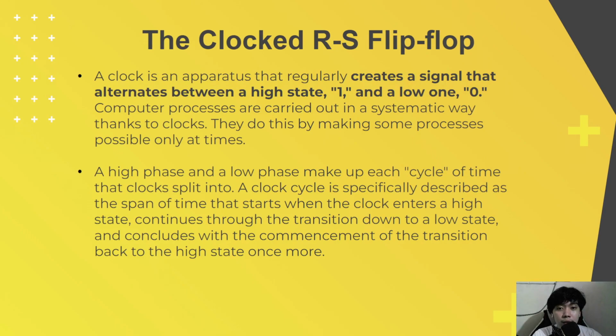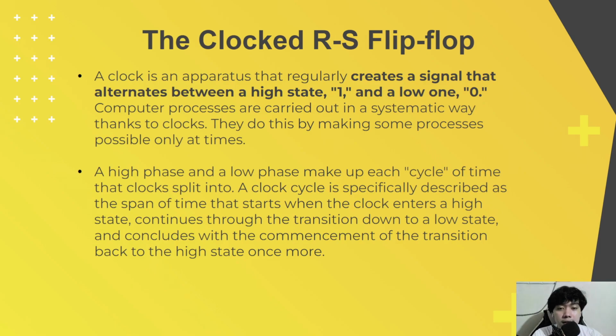So let's define what is the clock RS flip-flop. A clock RS flip-flop is a type of sequential logic circuit that is commonly used in digital electronics to store and manipulate binary data. Also, as said in our visual, a clock is an apparatus that regularly creates a signal that alternates between a high state, 1, and a low state, 0.